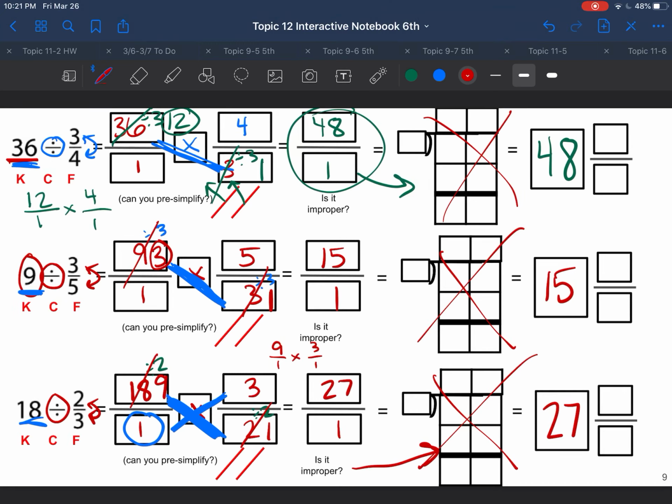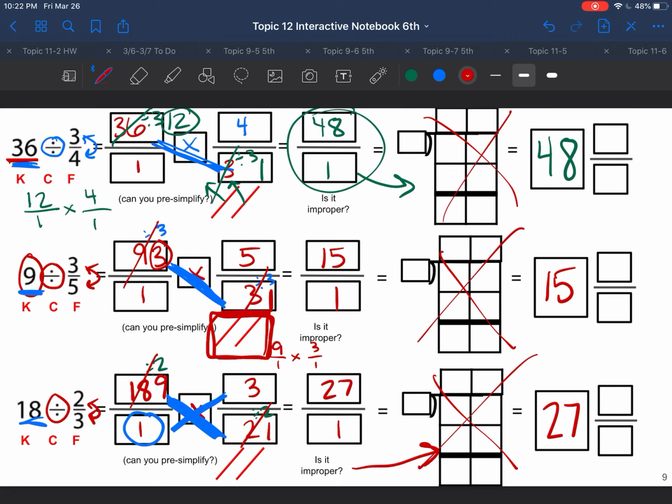All right, so what you guys are going to do, you are going to have a Google slide and you're going to have some more of these practice problems. And I want you to practice pre-simplifying. I'm going to give you these red slash marks so you can cross off the number and type in the new number for whatever you divided by, so that you can pre-simplify and make the problem easier in the end.